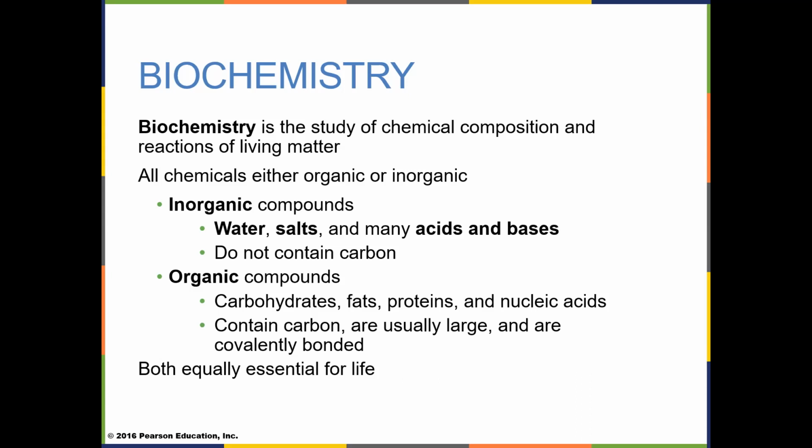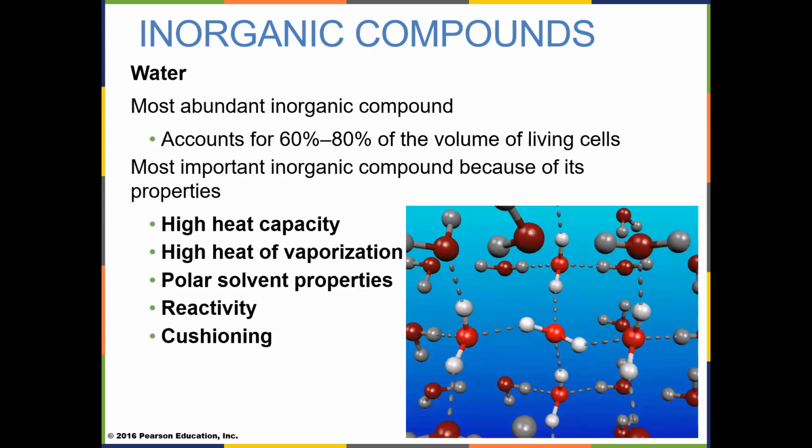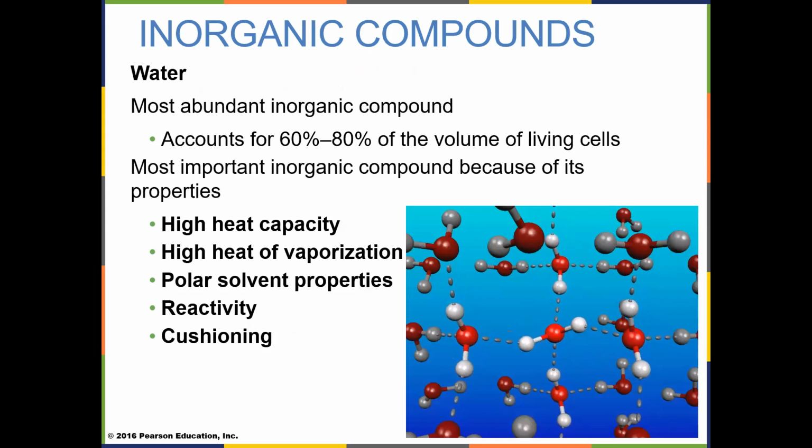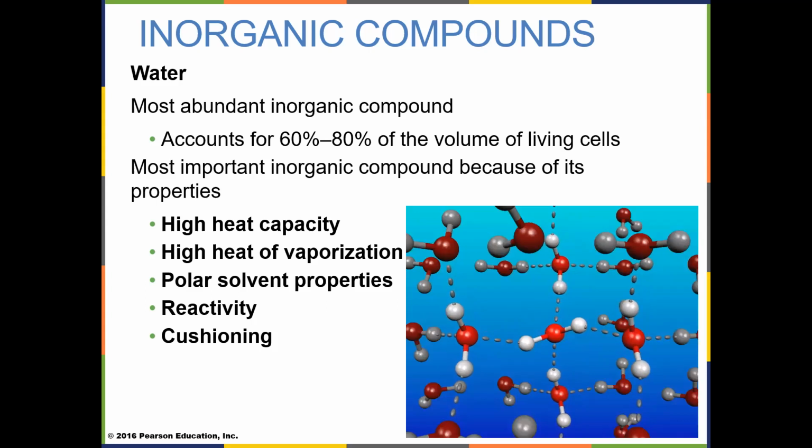But our bodies use both inorganic and organic compounds. So the inorganic compounds, the most abundant of these is water. Our bodies are about 70% water, more or less. Water has a high heat capacity, a high heat of vaporization. It's a solvent. It can be reactive, and we use it for cushioning. Let me show you some of the examples here.